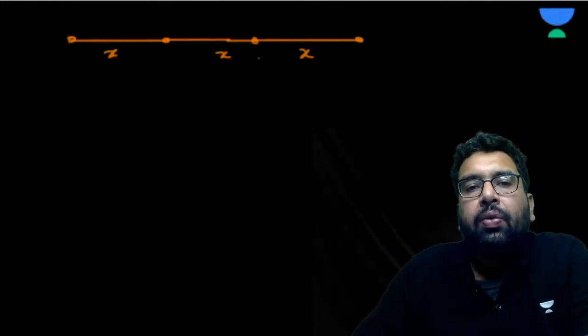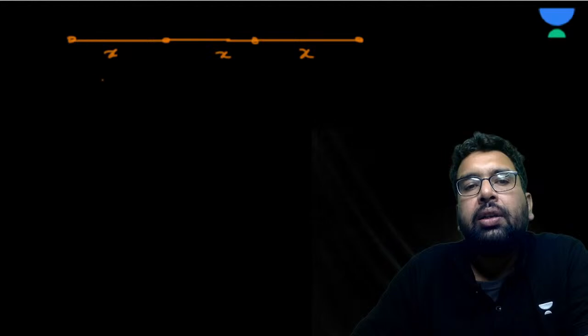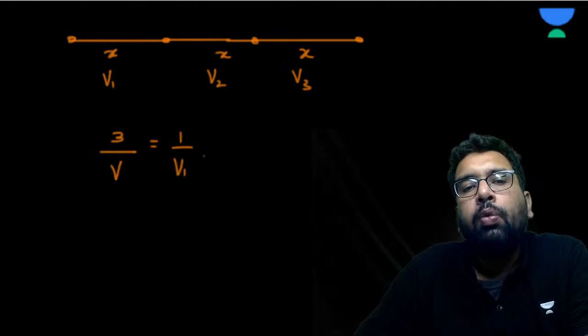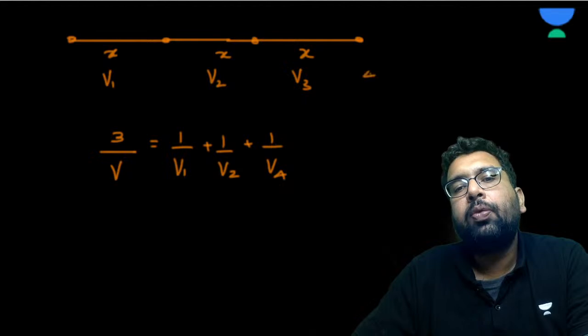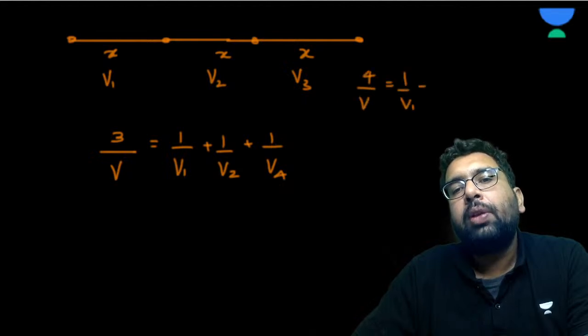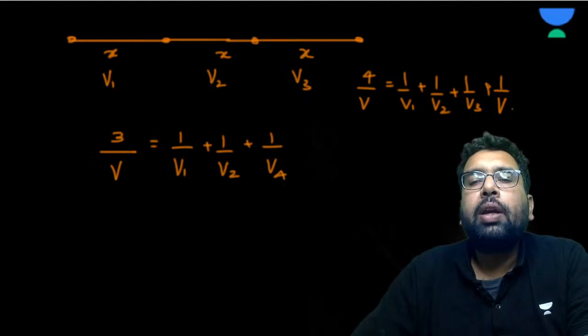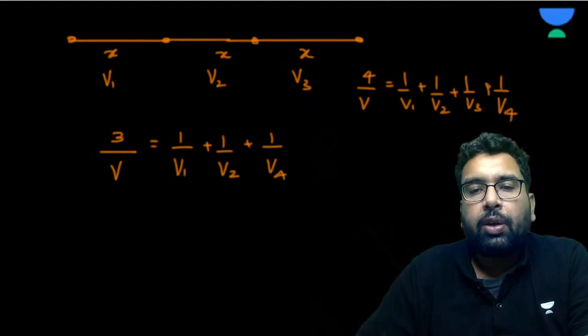So whenever equal distances are covered, like 3 equal distances at 3 different speeds, what will be the average speed? It will become 3 upon V, 1 upon V1 plus 1 upon V2 plus 1 upon V3. If 4 equal distances are covered, it will become 4 by V, 1 by V1 plus 1 by V2 plus 1 by V3 plus 1 by V4. Like that, for 2 equal distances it was 2 by V, 1 by V1 plus 1 by V2. In the same way you could approach.